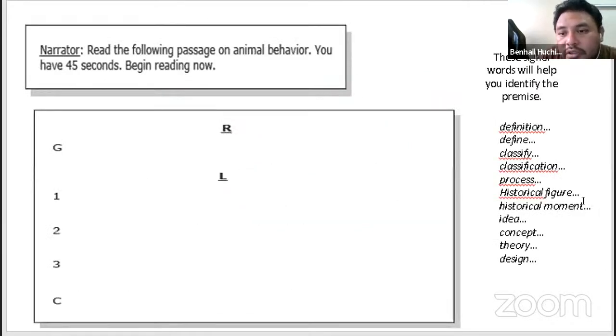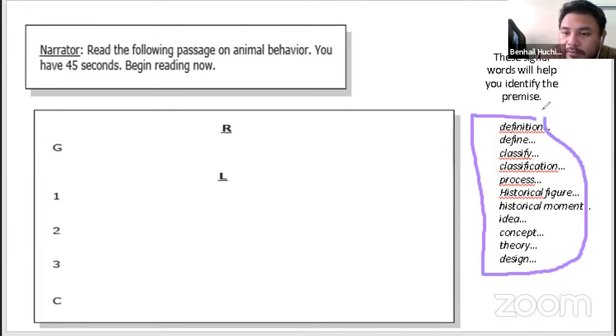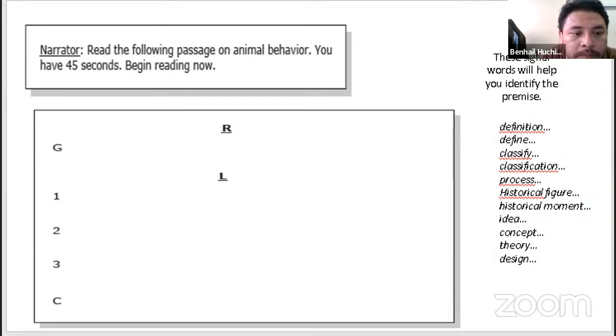At this point, you need to find some signal words. The signal words that you could listen for are, for example, definition, define, classify, classification, process, historical figure, historical moment, idea, concept, theory, design. With these, you can search and find some important details for you to understand the premise. The premise is the examples, the main examples. So you will find it with them.